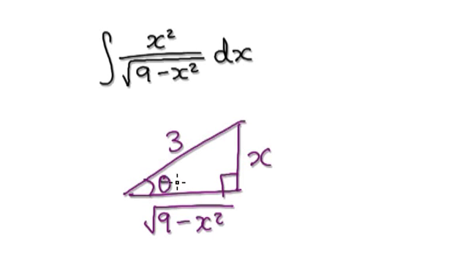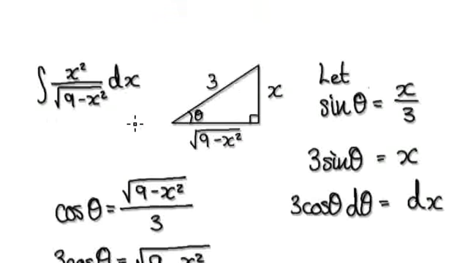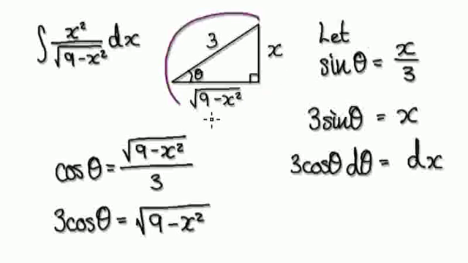Let's just say the angle here is theta. It could be anything, let's just say it's theta. So now this triangle here will satisfy this complicated square root bit here. So now we can say, looking at this, set up your triangle like this.